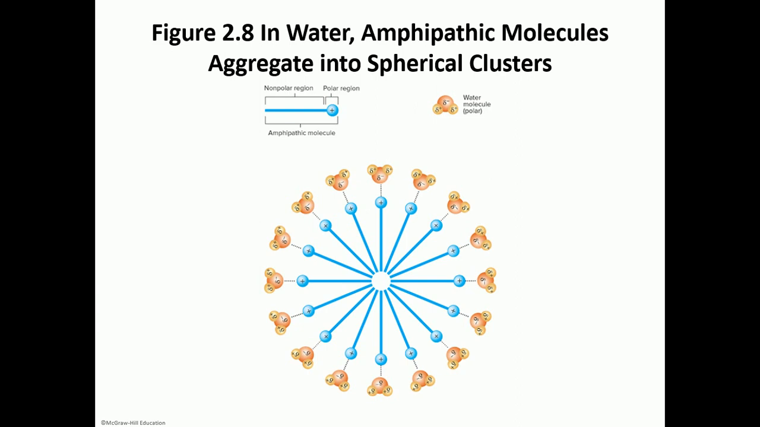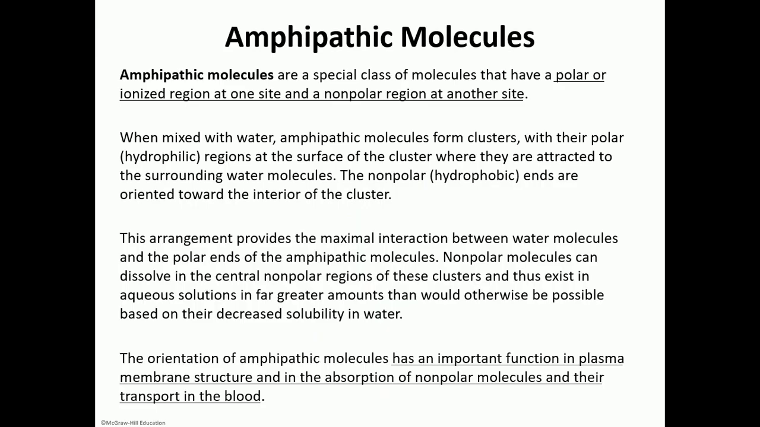So you'll find that, for example, phospholipids, which is a kind of fat that is very important in making cell membranes, this is how they are transported throughout the bloodstream. Again, these spherical clusters where your polar heads face the water and the nonpolar hydrophobic tails are hiding in the middle of the cluster.